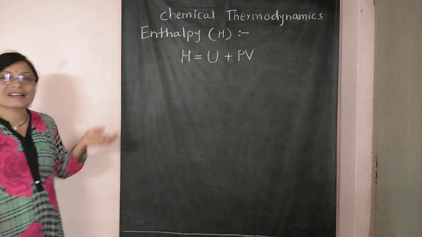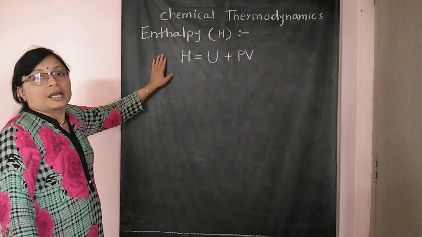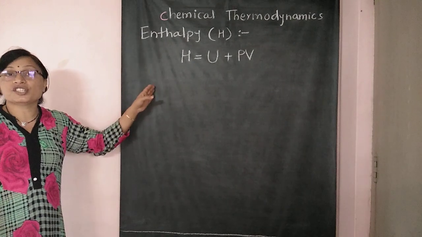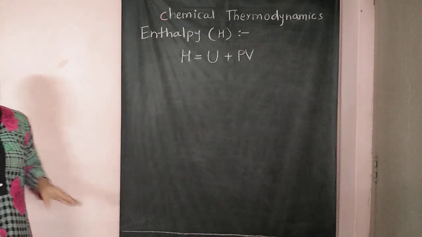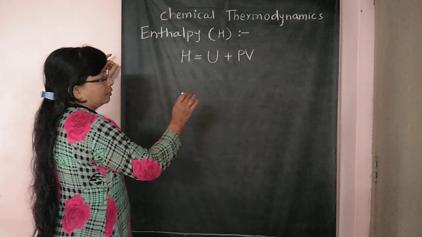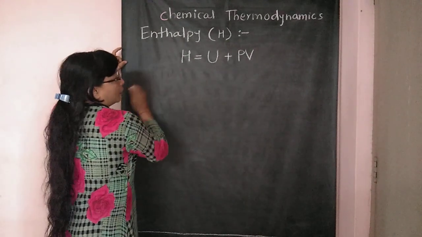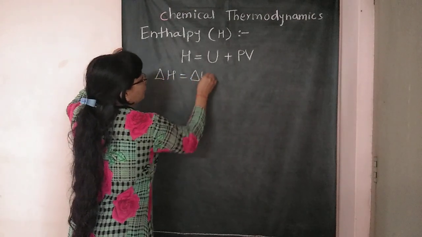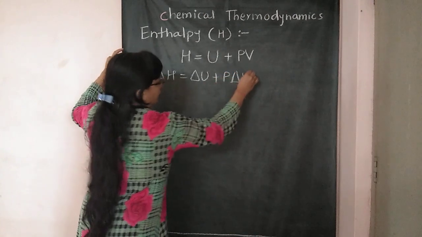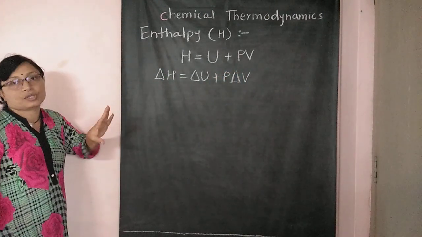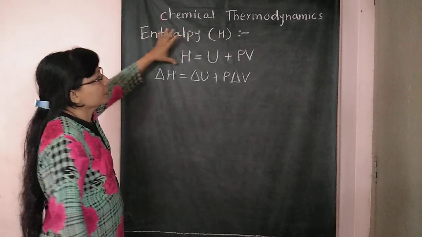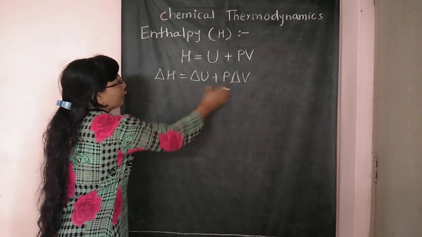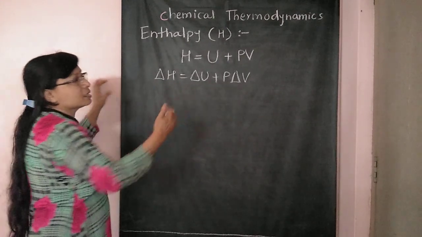The next question asked on this point is: write the expression of enthalpy change at constant pressure, or show that delta H is equal to delta U plus P delta V. So there are three types of questions. First, we have completed the definition of enthalpy. Then, how will you prove or derive this equation, where delta H is the enthalpy change?